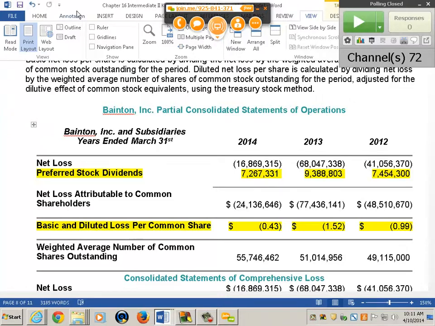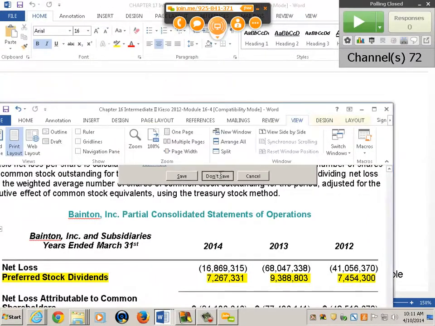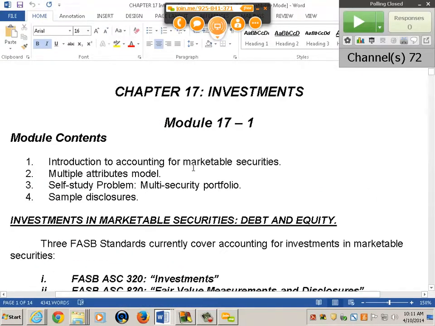All right, so let's get started. I'm going to move this down and get this out of the way, and let's talk about investments. When we look at investments, the key here is what we call mark-to-market accounting, or fair value accounting.